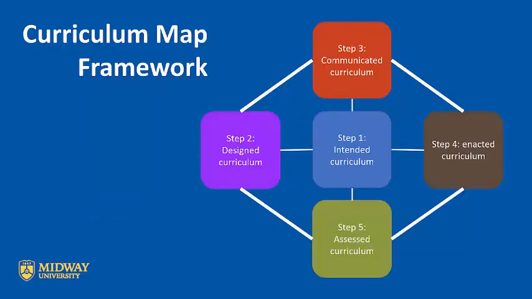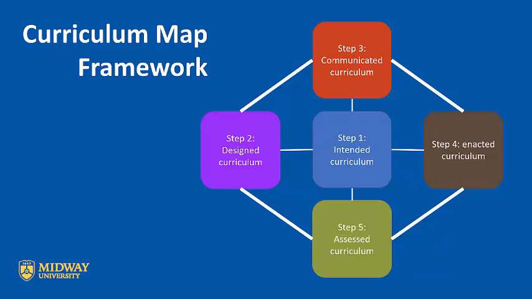The curriculum framework that Midway will be using is as follows. Step 1 is the intended curriculum, where the proxy is statements of intended program level outcomes. Step 2 is the designed curriculum. The proxy here is the course sequence for program completion. In Step 3, we will cover the communicated curriculum, where we go over the syllabus information, course outcomes, and activities.